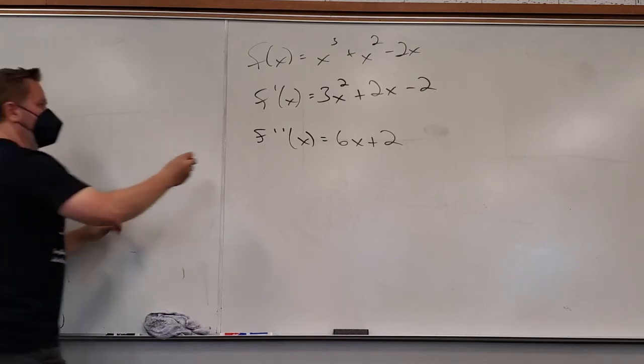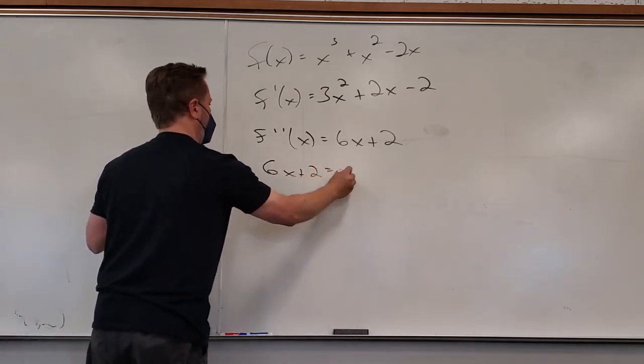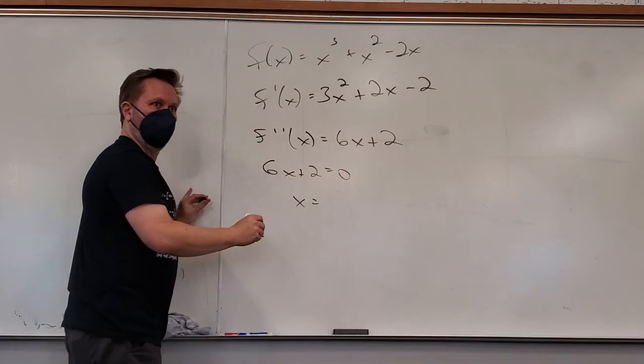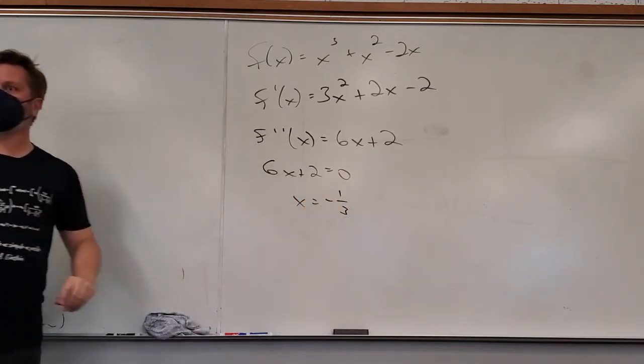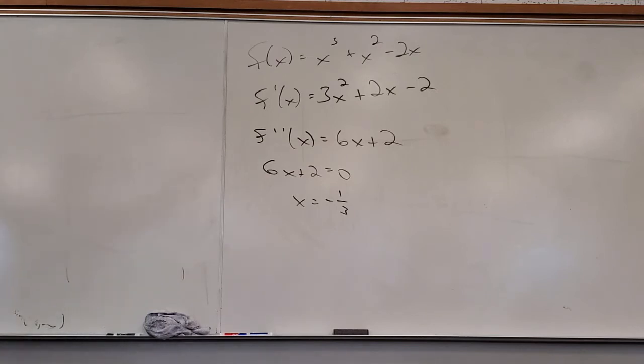Okay, so what would the critical number be here? Negative 1/3, right? Negative 0.333, which is really cool. It's pretty good for humans, right?